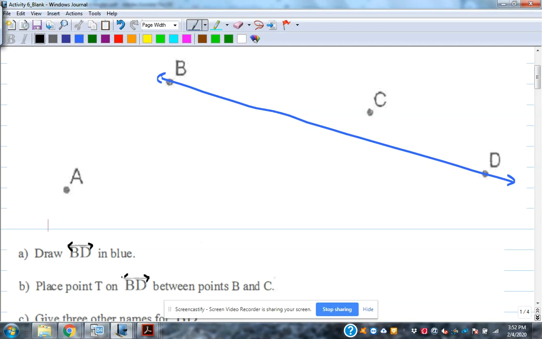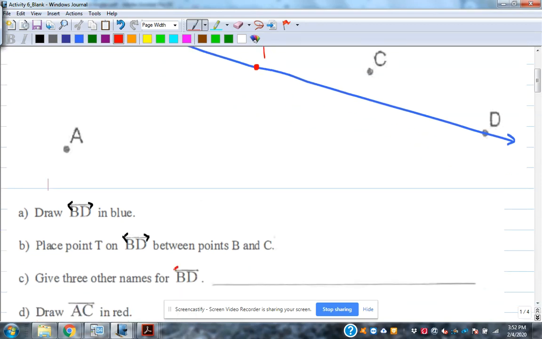Again, that's supposed to be a line BD between points B and C. So point C doesn't have to be on this line, but between B and C would be in this part of this line. So anywhere on that spot, put a point and call it point T. And so I'm just going to use a different color just to make it contrast real well for you there. And point T. And just anywhere, as long as it's to the left of where C is, you're good. But it's on that line. And then part C says give 3 other names for line BD.